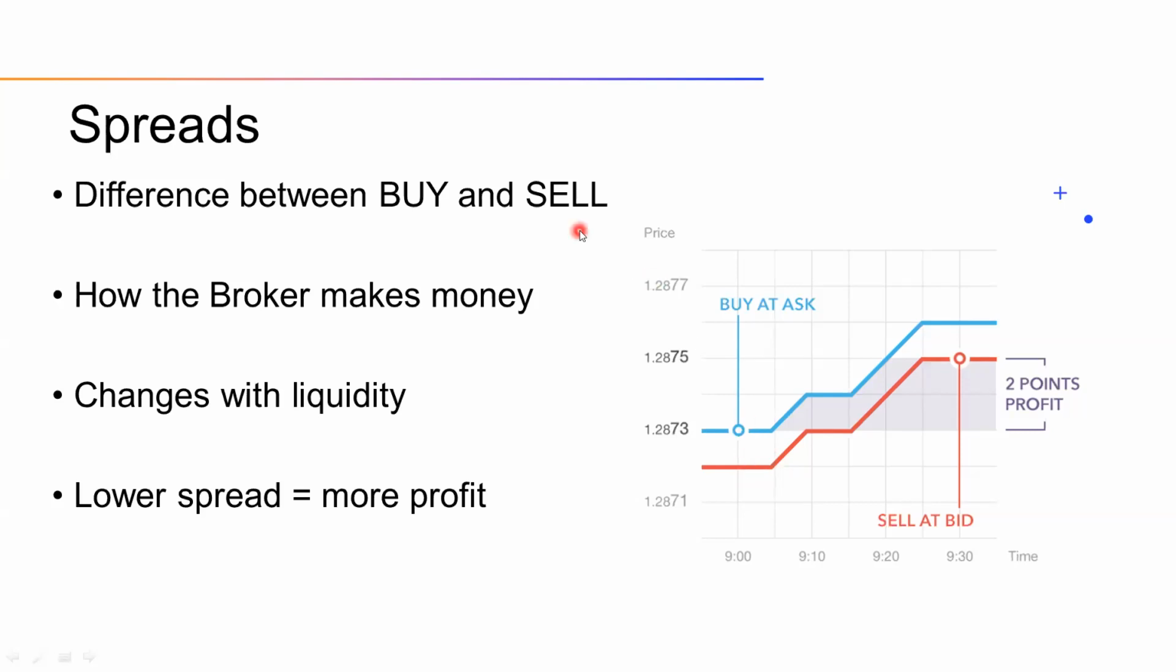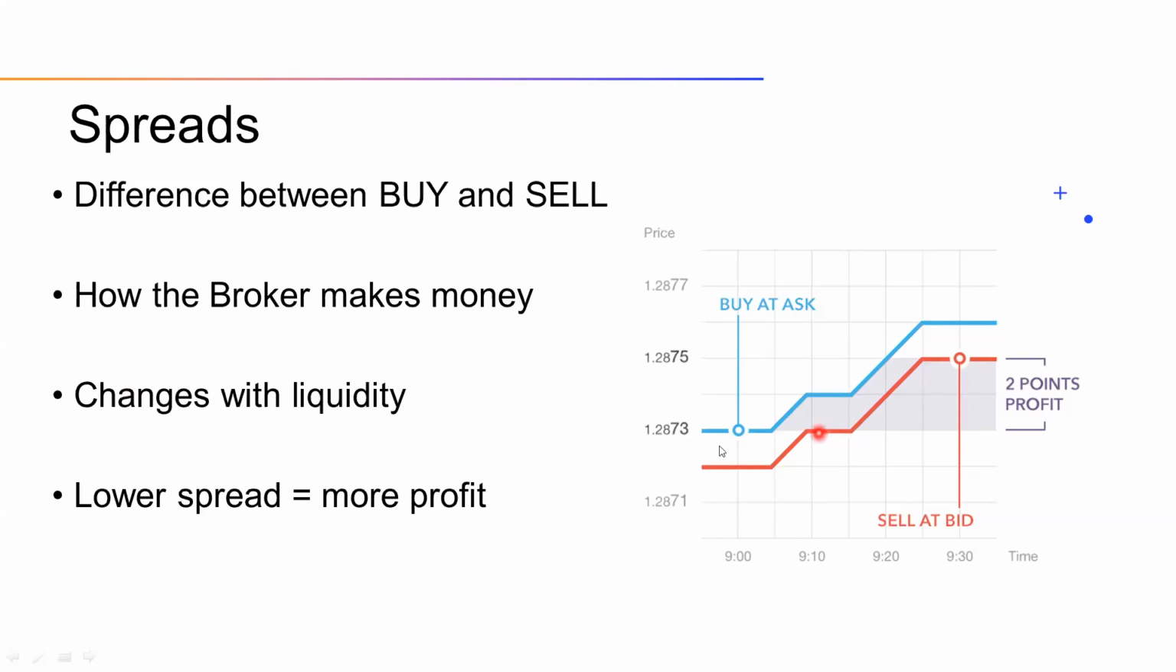And that difference in price is how the broker that you trade with actually makes money. The reason for that is because when you buy a position, you're buying it at the ask price, and when you sell a position, you're selling it at the bid price. So that means the value of that difference is taken by the broker. That's how they make money on Forex trading.